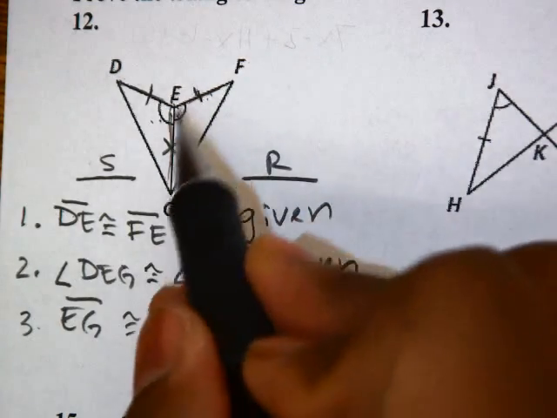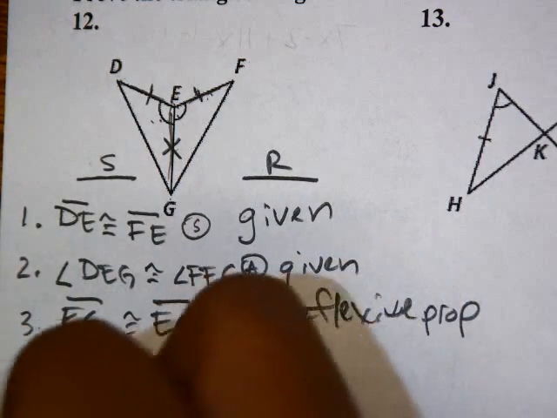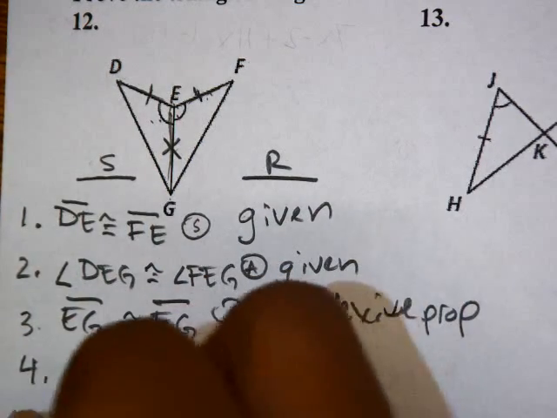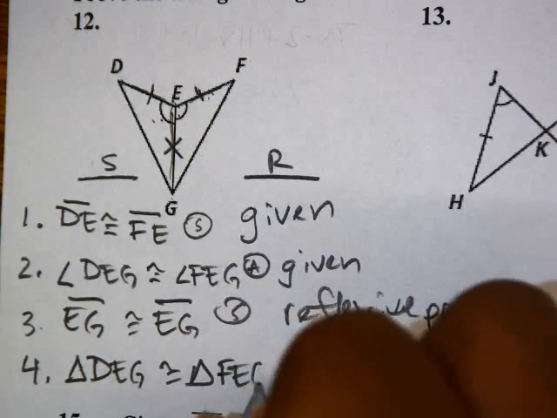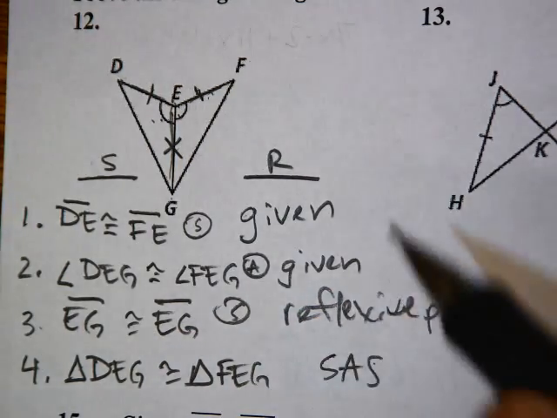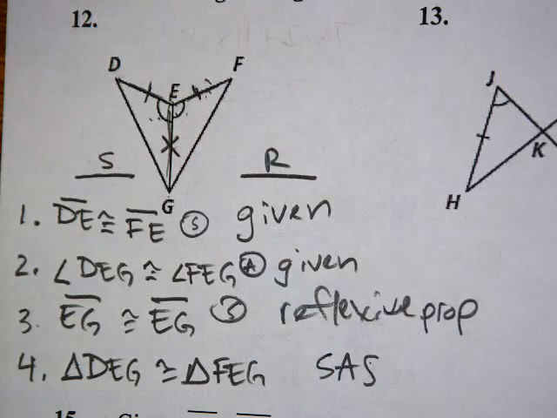Since I have two sides and the angle is in between, I can stop and say that the triangles are congruent. Triangle DEG is congruent to triangle FEG because of side, angle, side. I have two sides, the angle is in between.